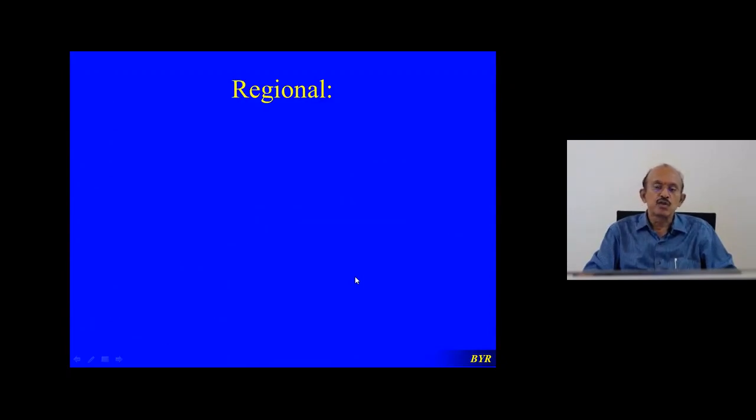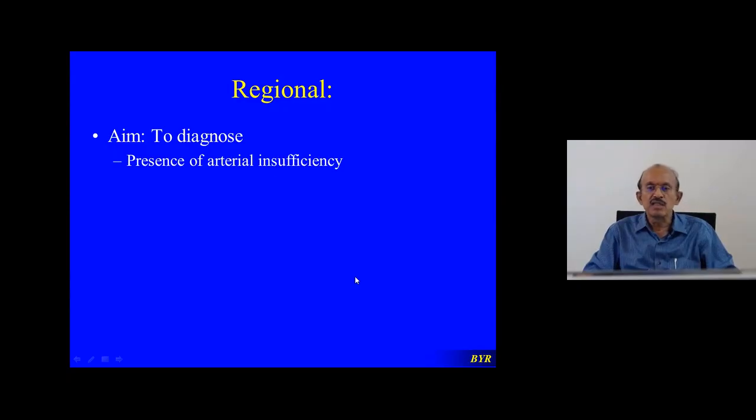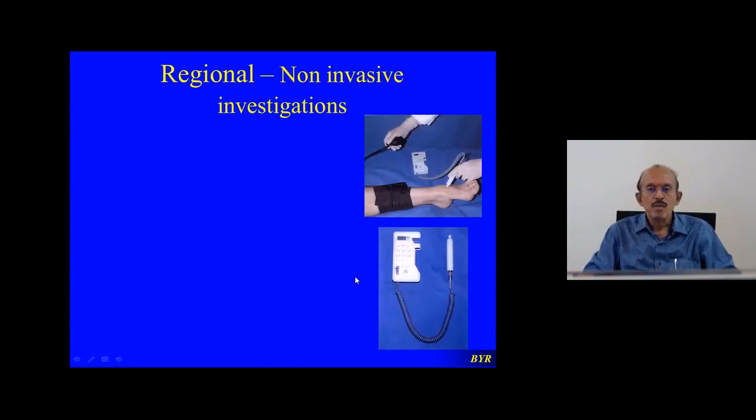So those are general investigations you do. General investigations are mainly to know about the blood coagulability status, predisposing factors like hyperlipidemia and hyperglycemia. Regional investigations aim to diagnose whether arterial insufficiency is present or not, the level of obstruction, and severity of the obstruction. So first of all, we classify them as non-invasive and invasive investigations.